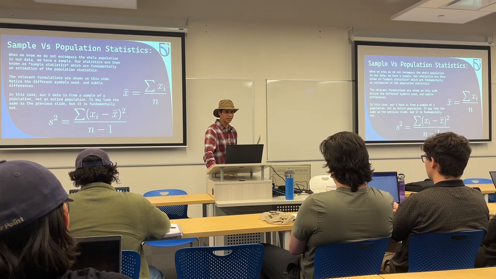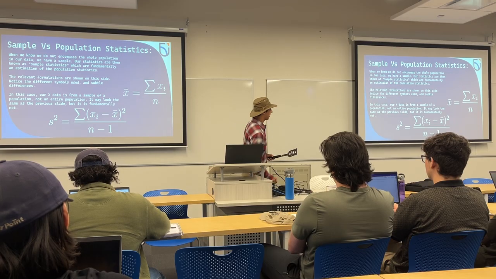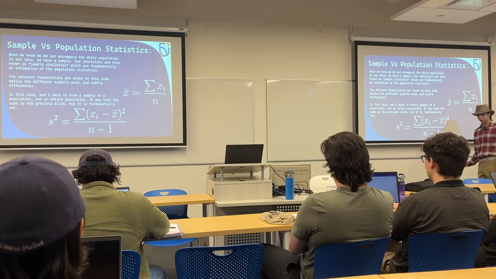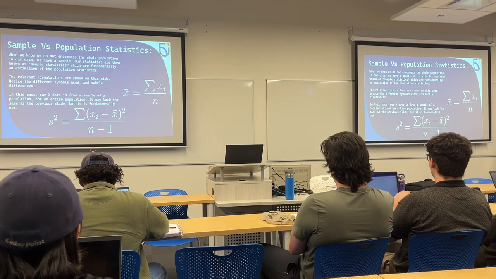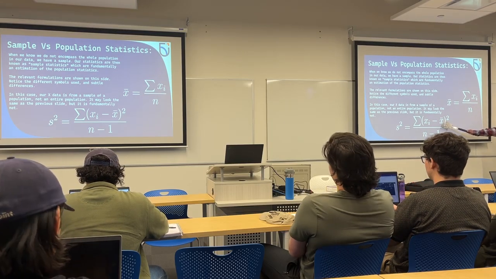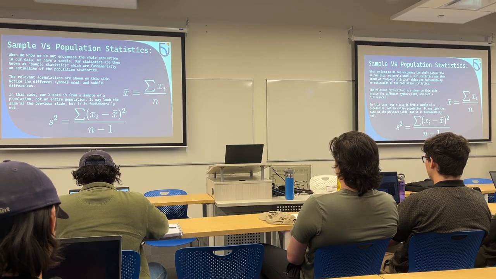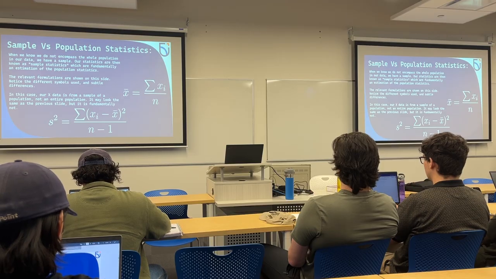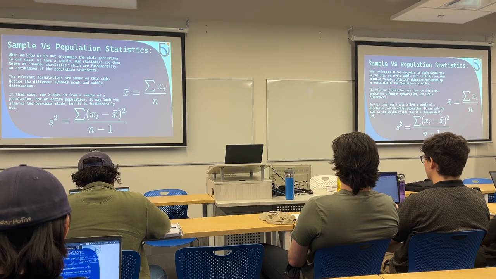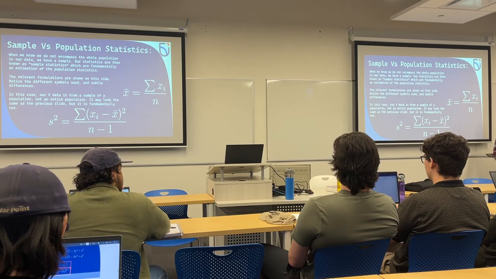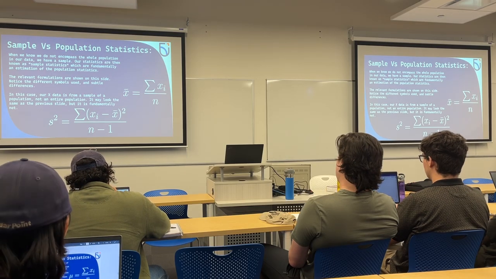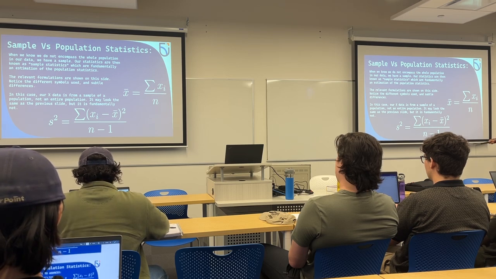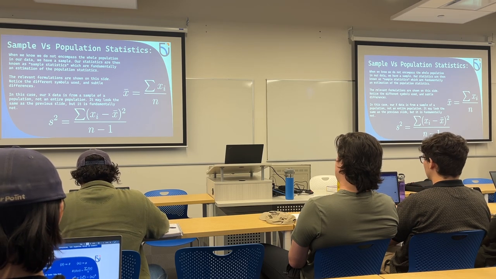S squared looks a little different. For one, this is not a Greek letter. This is, in fact, very much an English letter. Secondly, our mu is missing. It's replaced by x bar. Why is it replaced by x bar? Because if we're doing sample statistics, is there any way we can know the true mean? No, absolutely not. So we have to use x bar. And as a result of that, we have to put down an n-1 instead of an n.